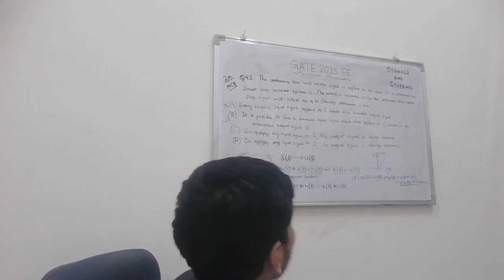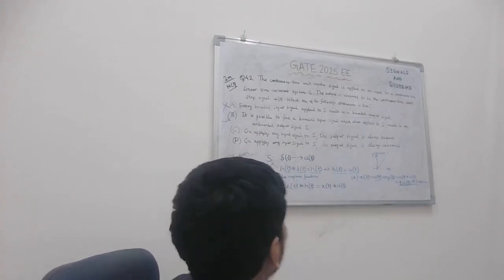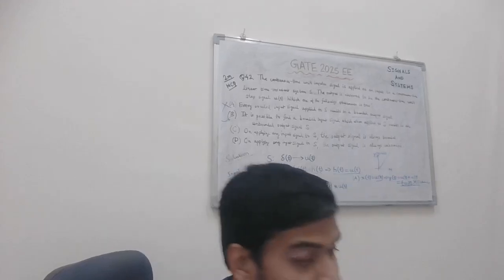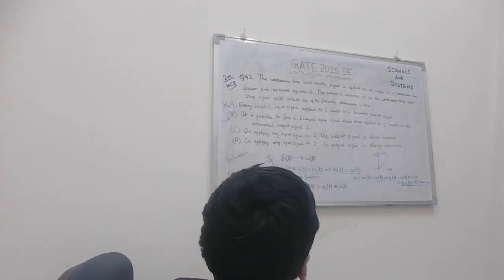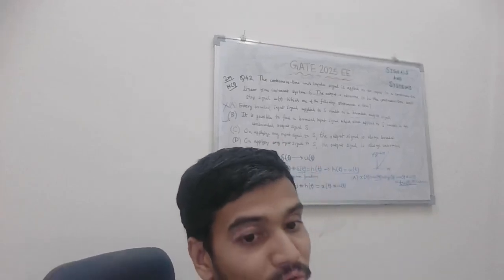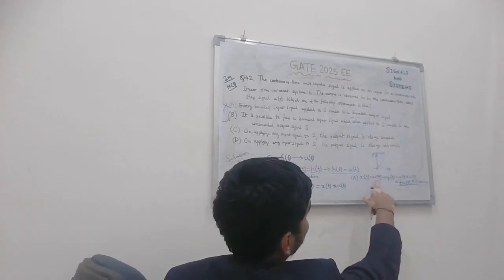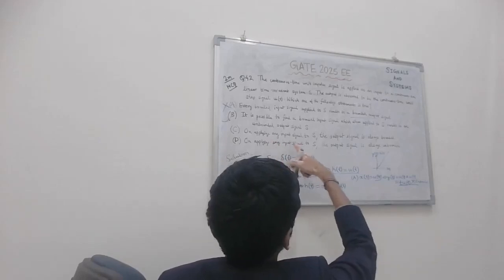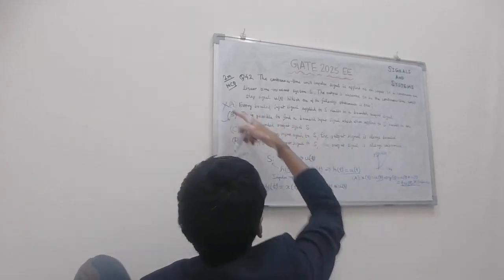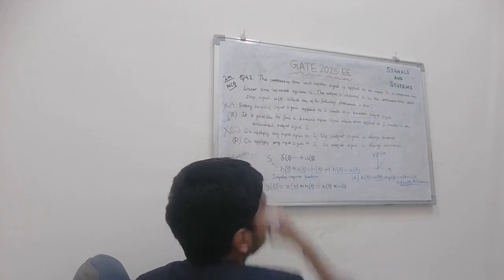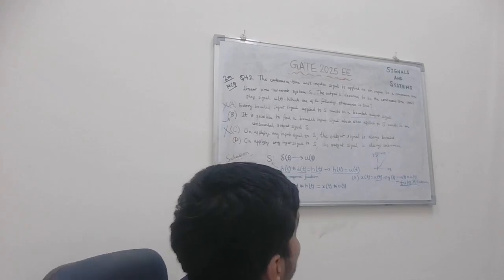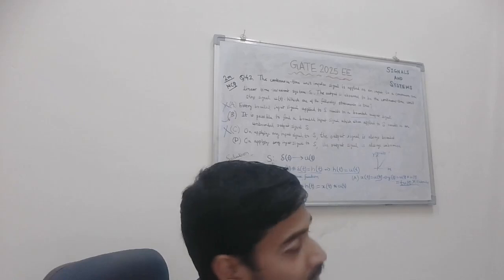Now let's check the other options as well, C and D. Option C: when applying any input signal to S, the output is always bounded. Again, this is proved wrong by taking the input as the unit step signal, for which the output is unbounded. So from A also you can infer that C is wrong, as A is wrong. So C is also not satisfied. And lastly, option D: on applying any input signal to S, the output signal is always unbounded. This is also not true.